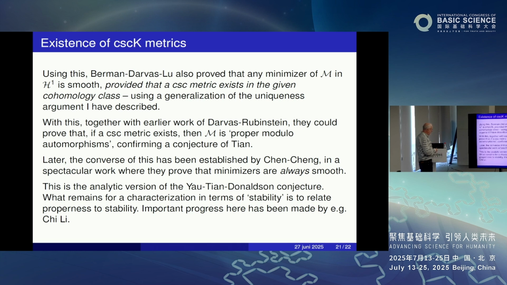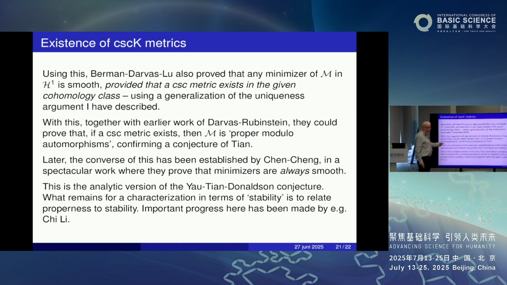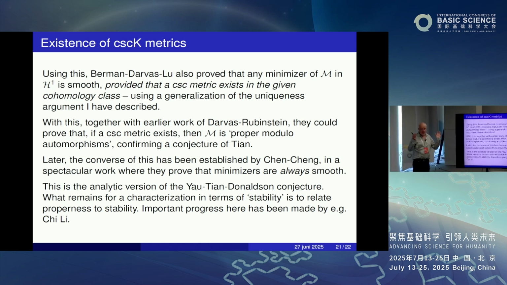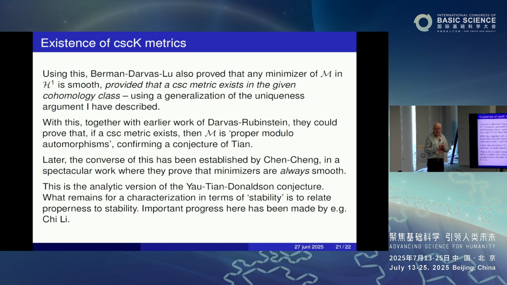So the proof followed the same scheme once you know these properties, this extension of the convexity theorem to less general geodesics. And together with the earlier work of Darvas and Rubinstein, they could prove that if a CSC metric exists, then M is proper modulo automorphism in a certain sense. And this confirmed the conjecture of Tian. So then you have to apply the convexity theorem not only to geodesics between 2 points, but also to geodesics that go out to infinity, so-called geodesic rays.